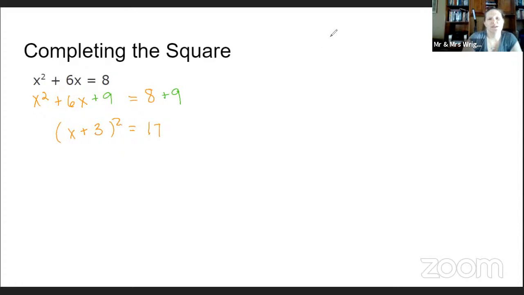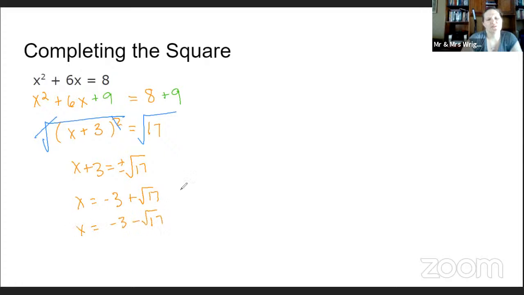And let's go ahead and square root these. And the square root cancels out the square. And we're left with x plus 3 equals plus or minus square root of 17, which is prime as well. So x equals negative 3 plus square root of 17, and x equals negative 3 minus square root of 17. And those are my exact answers.